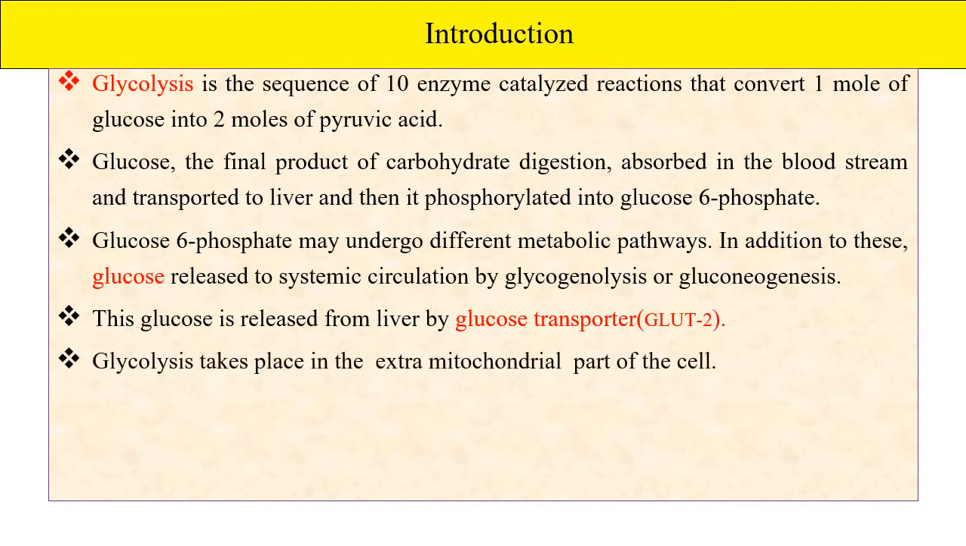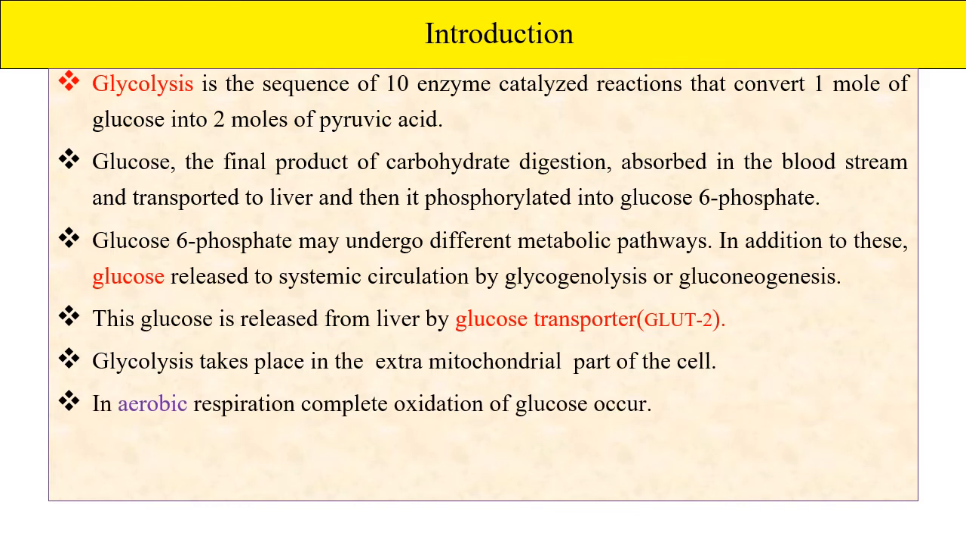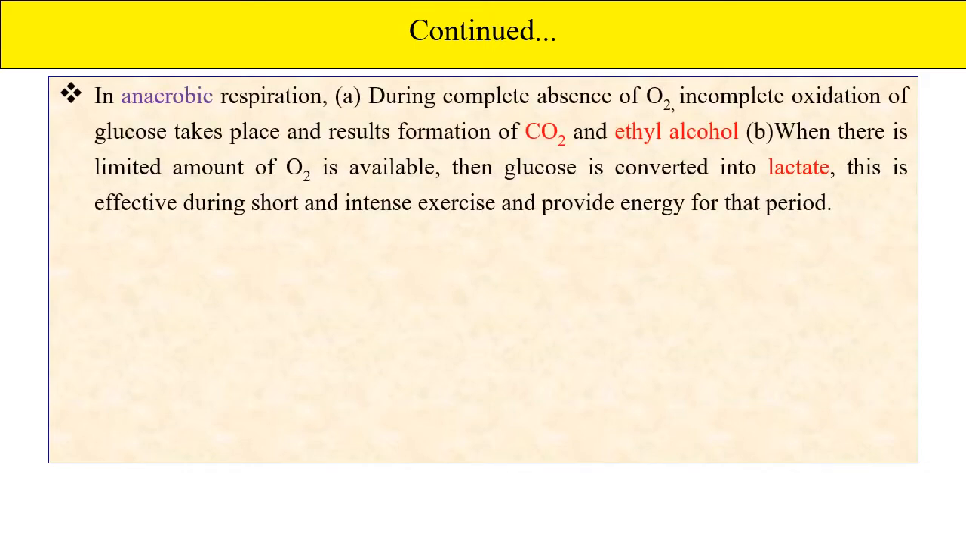Glycolysis takes place in the extra mitochondrial part or the soluble cytoplasm of the cell. In aerobic respiration, or in the presence of oxygen, glucose undergoes complete oxidation. Anaerobic respiration may take place either during complete absence of oxygen or in the presence of a limited amount of oxygen.